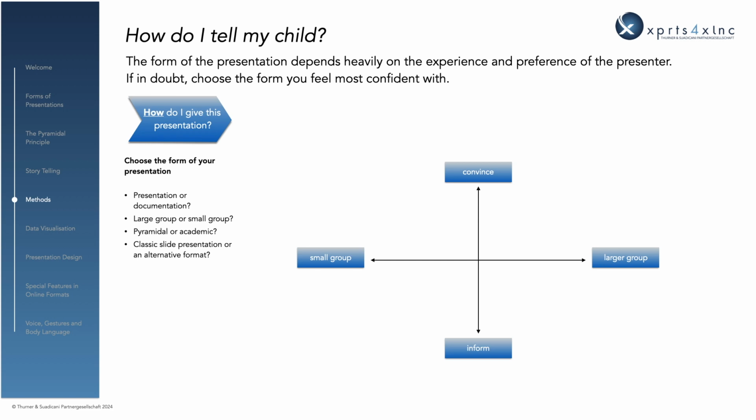If you have a small group and the main purpose is to convince them, then choose a free presentation. Use the whiteboard or flip chart. Make it pyramidal. Incorporate interactive elements. If you have a small group and the purpose is to inform, then use a slide presentation or Prezi. Make it pyramidal, presentational, and incorporate interactive elements.